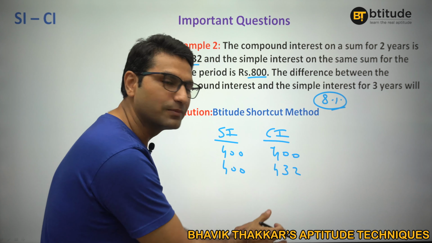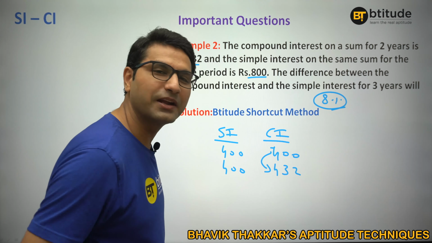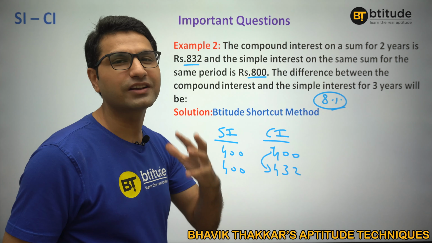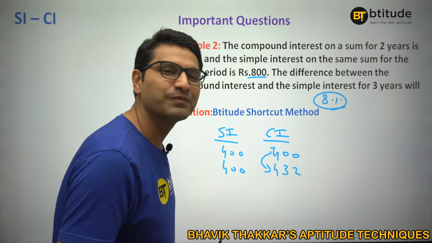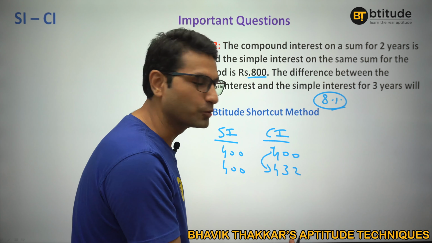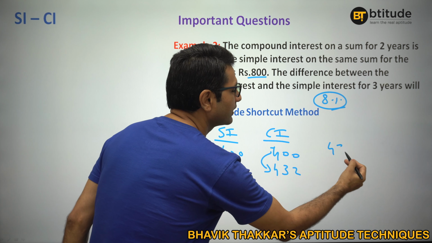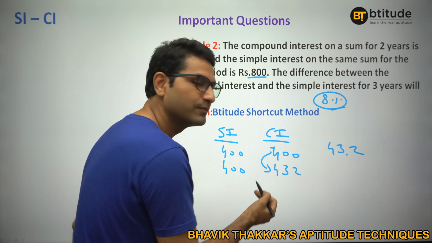As soon as I write this much, right here, it is increasing by 8%. Now, you know it, right? Compound interest, if the rate of interest is 8%, every year it would keep increasing by 8%. So that means in third year also, it will increase by 8%. Now, how would you calculate 8%? 8% is nothing but 10% minus 2%. 10% will be 43.2, right? And 2% will be 4.32 into 2.